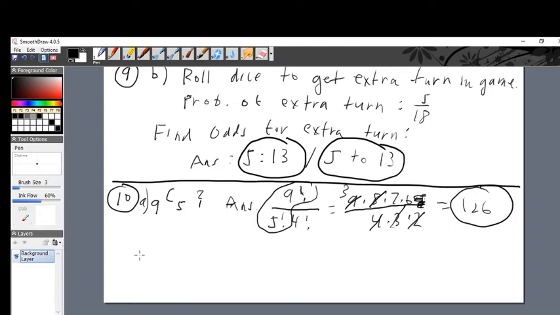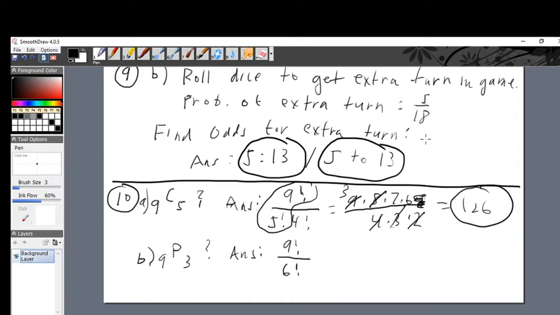Problem 10b is you have to remember the formula for permutation. 9p3. Okay, that's the question. The answer. Should have put 2 dots there. What's the formula for permutation? N factorial, which in our case is 9 factorial, over n minus r, 9 minus 3, which is 6 factorial. So remember the formulas.